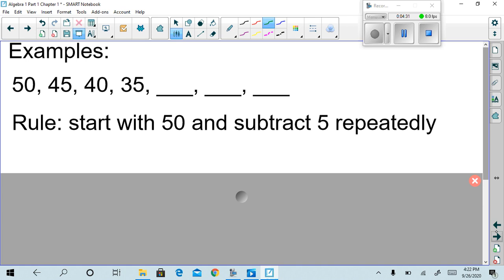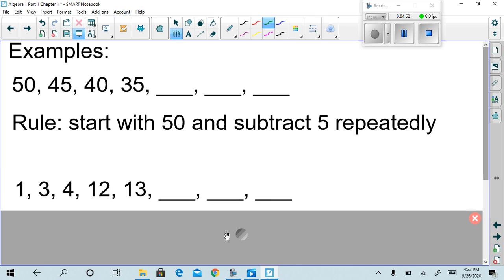Here's another example. I go from 50 to 45 to 40 to 35. Once again, you're noticing that I am subtracting 5. So this one should be familiar to the one we started with. Start with 50 and subtract 5 repeatedly. Continue the pattern.